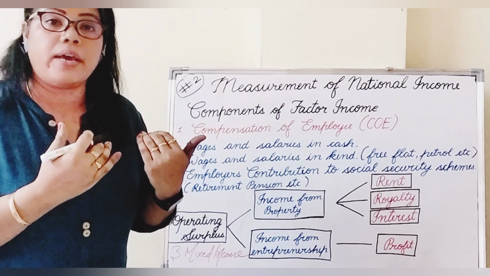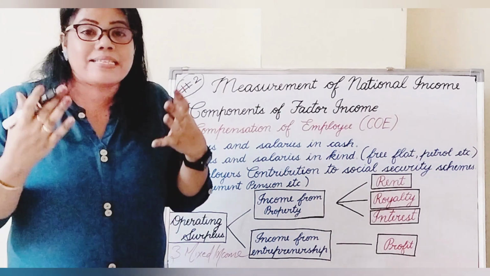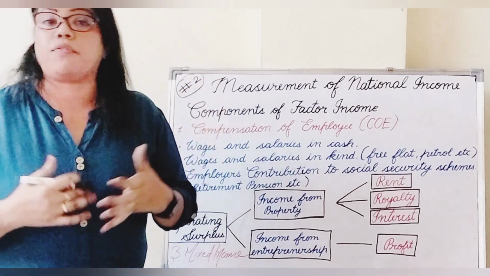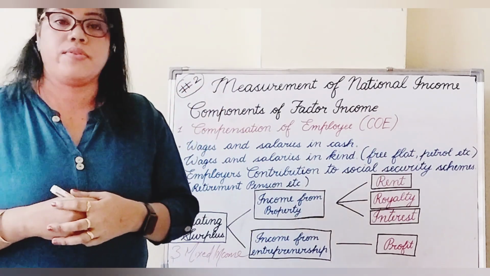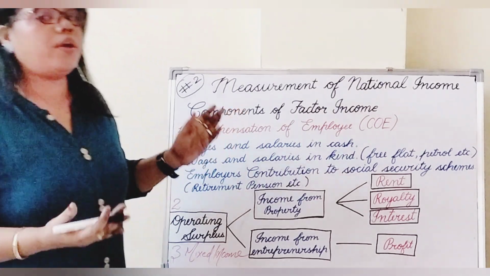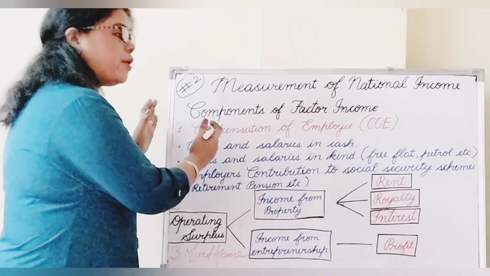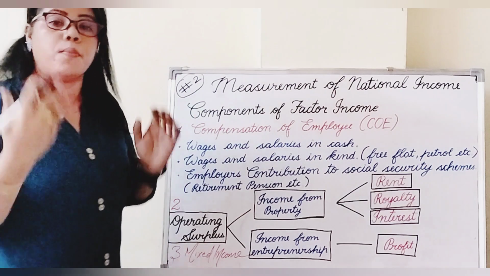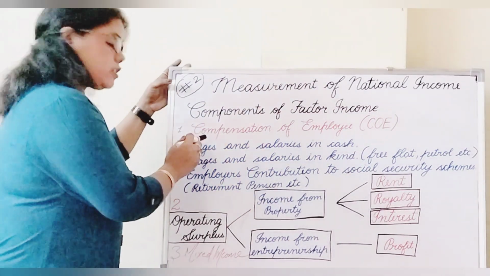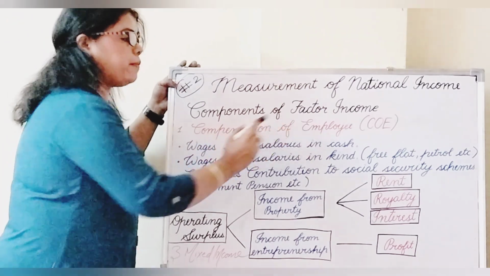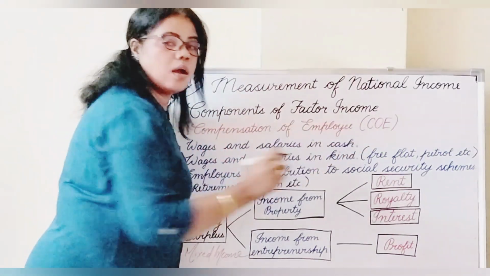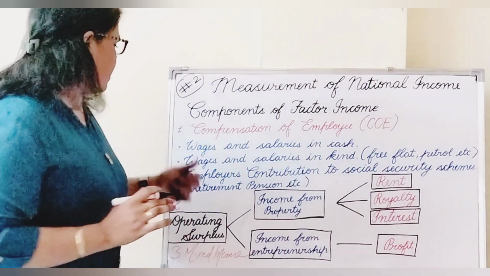So concentrate here. Income method means how to distribute income among the society, or income among the factors of production for their services. This is what income method is. So how can we calculate by income method? With the help of components of factor income. What are the components of factor income here? First of all, compensation of employees. What is compensation of employees? COE.